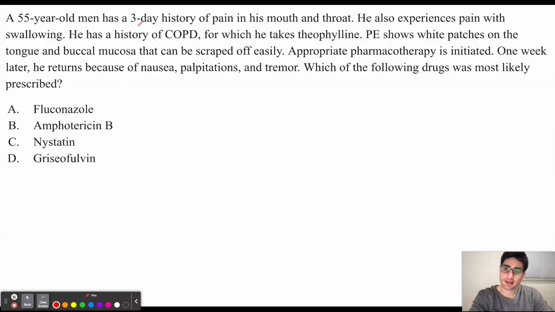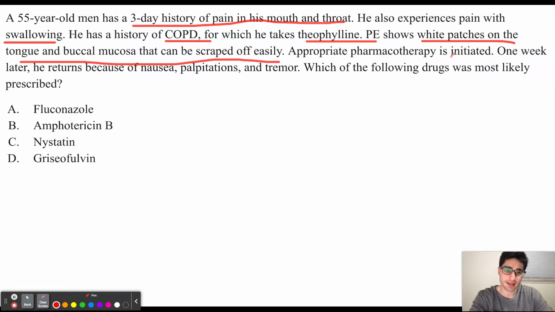A 55-year-old man has a 3-day history of pain in his mouth and throat. He also experiences pain with swallowing. He has a history of COPD for which he takes theophylline. Physical exam shows white patches on the tongue and buccal mucosa that can be scraped off easily.